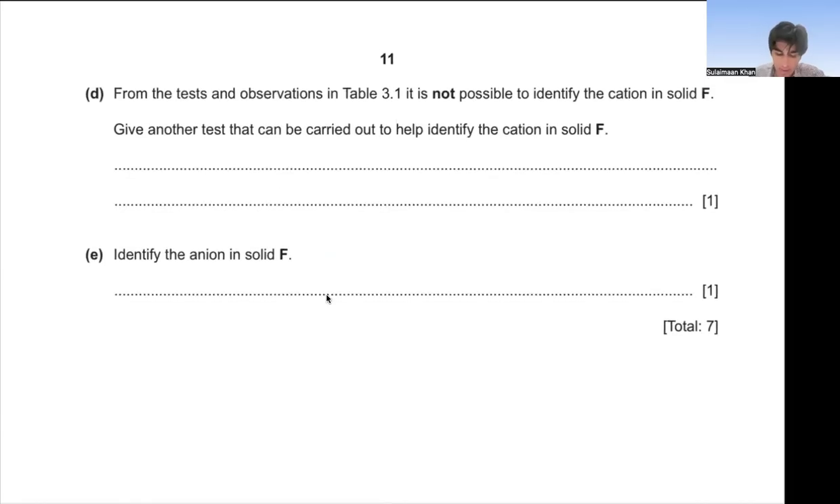Okay, from the tests and observations in 3.1, it is not totally possible to identify the positive ion of solid F. Give another test that could be carried out to help identify this cation. So remember, I told you even before that either you add sodium hydroxide for positive ions, or there's also one more technique. What is that technique called? That technique is called a flame test. So you could perform flame tests for positive ions.